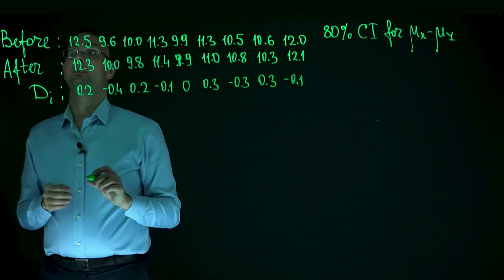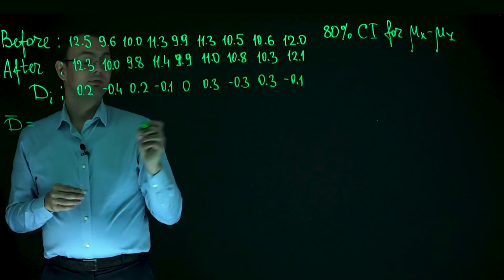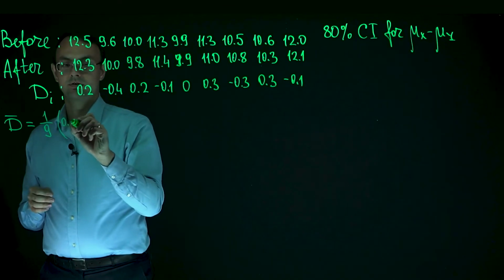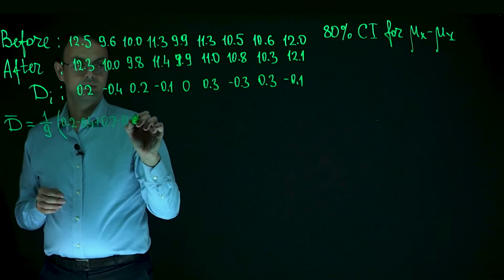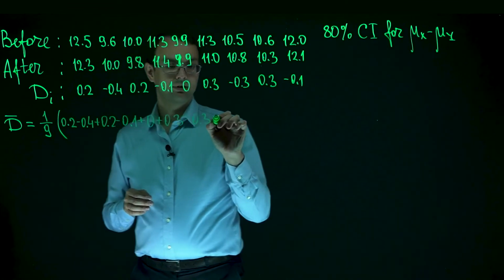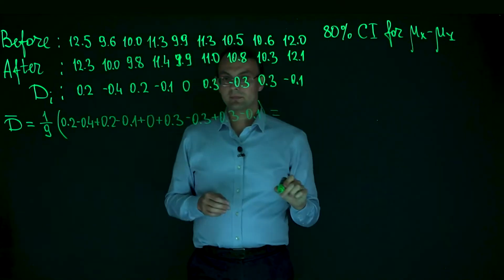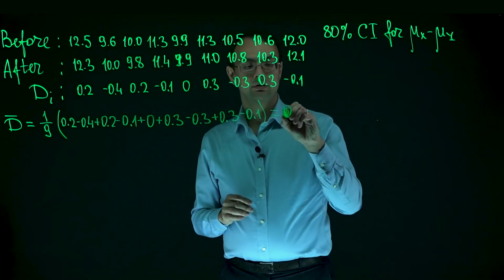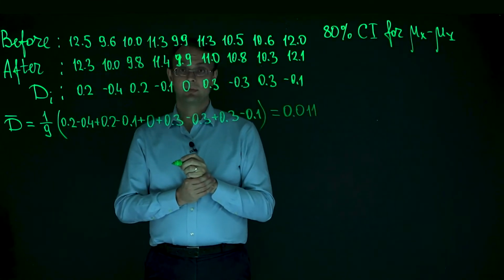The sample mean for the sample of differences, d bar, is, so we have 9 observations, 1 over 9, and here I have 0.2 minus 0.4 plus 0.2 minus 0.1 plus 0 plus 0.3 minus 0.3 plus 0.3 minus 0.1. And all this is equal to 0.011. So this is the sample mean.